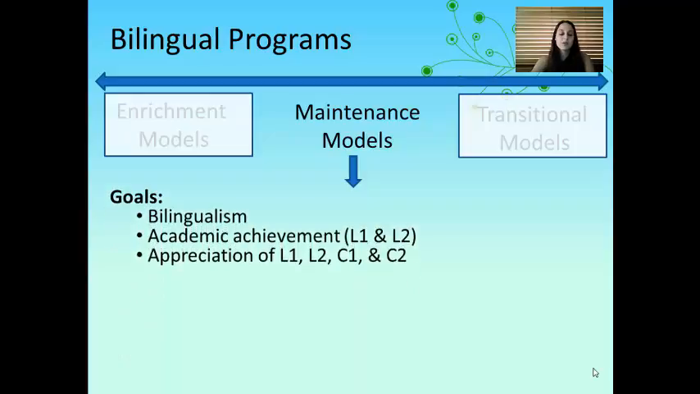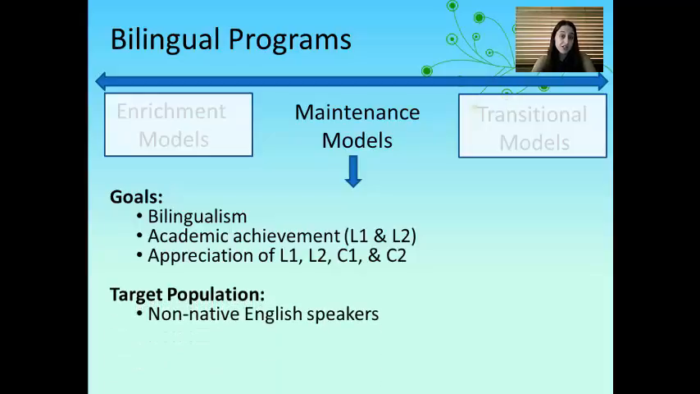You'll see that the goals of this program are the same: bilingualism, academic achievement, and then appreciation of the two languages that are being focused on and the cultures that are tied to those languages. Here the target population changes now. You can see that there's non-native English speakers. So all of the students would be coming in with a native language other than English and are going to be learning English together, sort of as a non-native speaker.